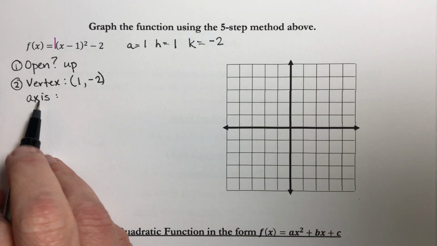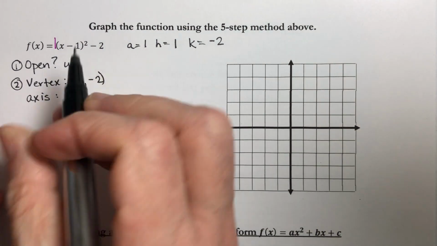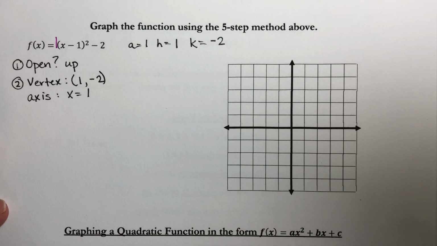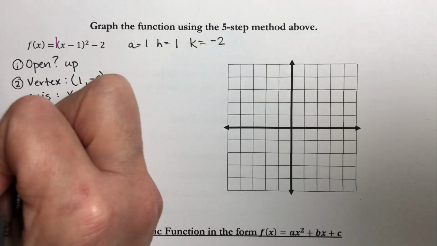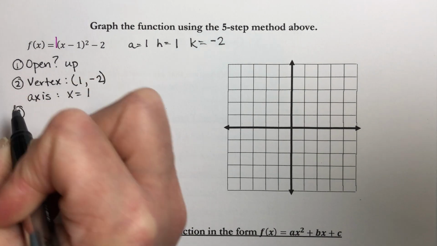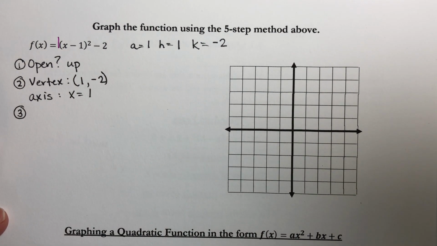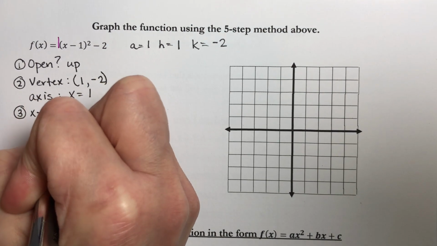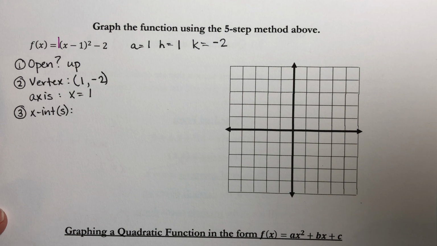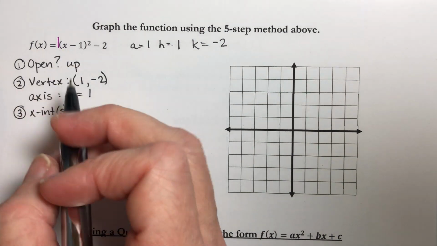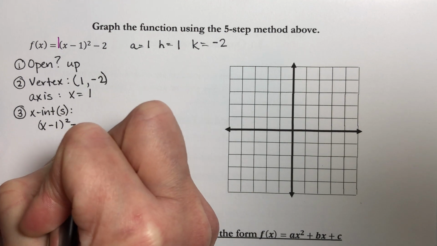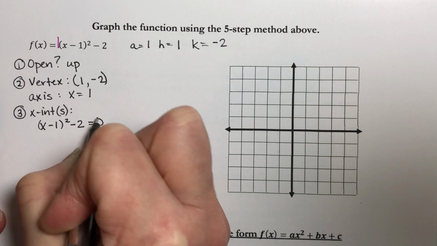And our axis of symmetry is x equals whatever our x equals here, which is 1. Okay, now part 3. Part 3 was to find x-intercepts, if there are any. So what we need to do is take x minus 1 squared minus 2 and set that equal to 0.